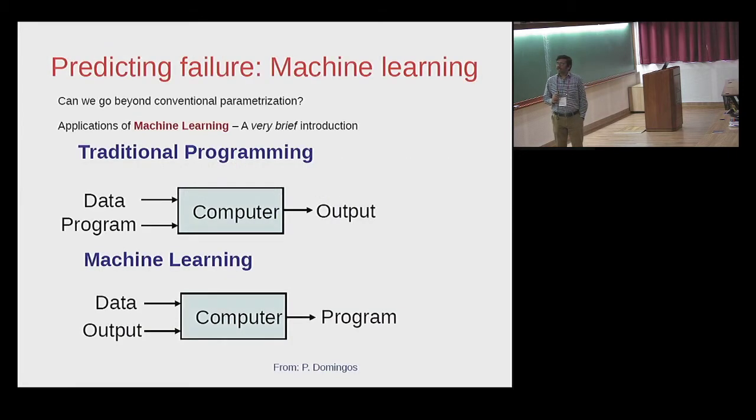Just a one-slide summary of a machine learning algorithm: in traditional programming, you have data and a program fed into a computer that gives you the output. In machine learning, you have the data and output fed into a computer that gives you the program. Let's say you want to do some kind of classification, and you have your training data, and you know the classification.